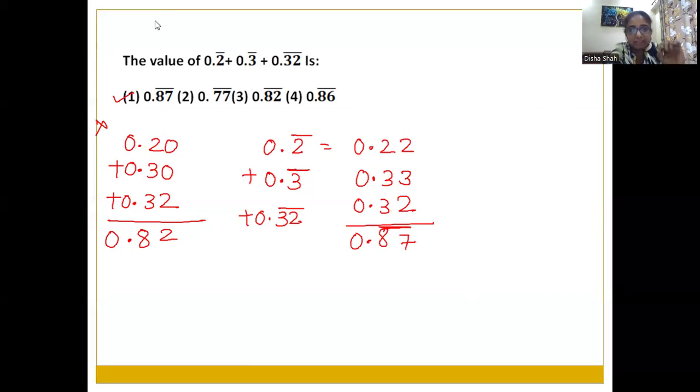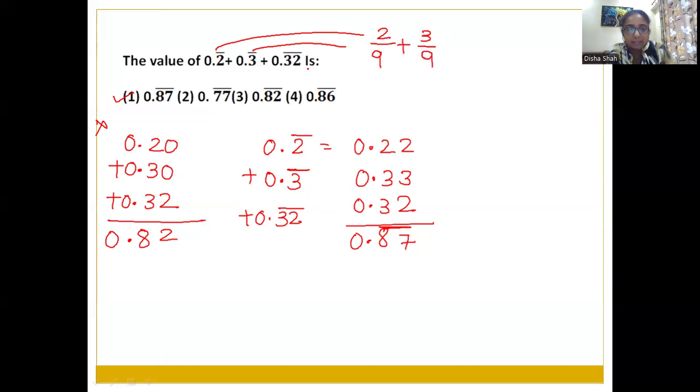You can also do this by converting to fractions. Let's see how to do that also. So 0.2 bar can be written as 2 by 9. 0.3 bar can be written as 3 by 9. And 0.32 bar can be written as 32 by 99. This is how we can write.